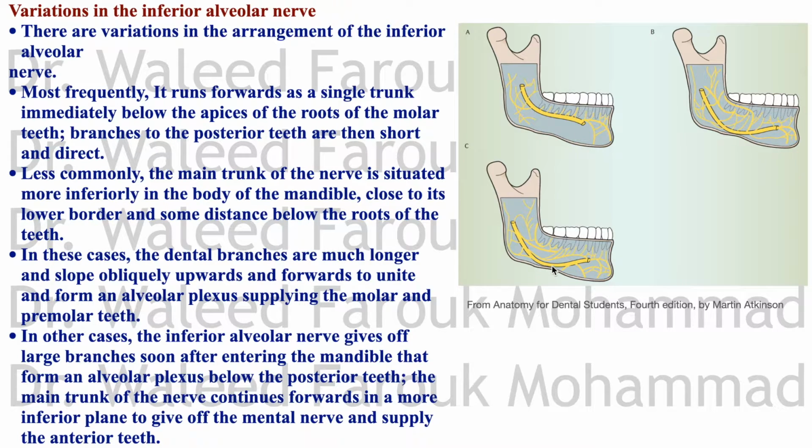the anterior teeth. So either by short direct branches from the main trunk of the nerve, or by long oblique branches, and the nerve being lower down in the body of the mandible, as in these two cases. But in this case, it gives off a big branch that supplies the posterior teeth. These are the variations in the course of the inferior alveolar nerve.